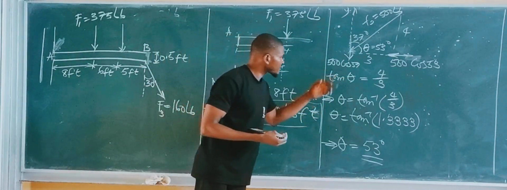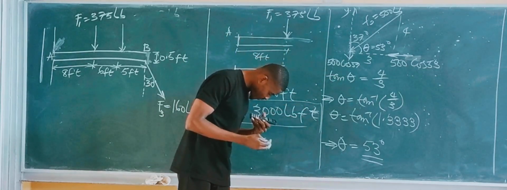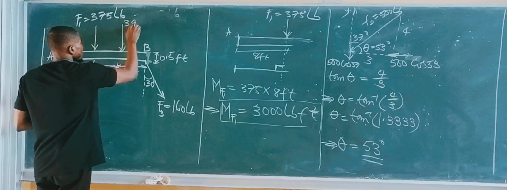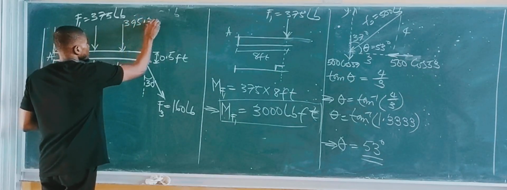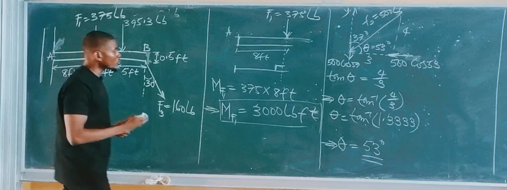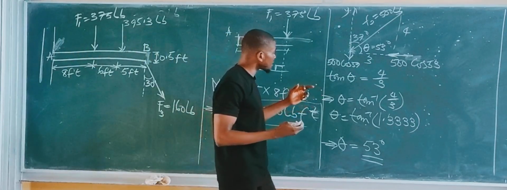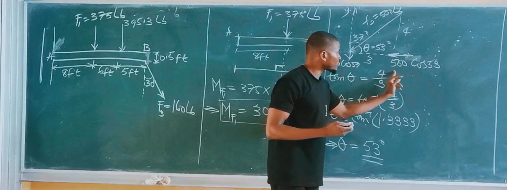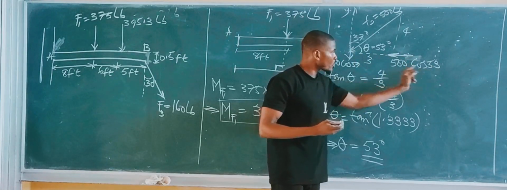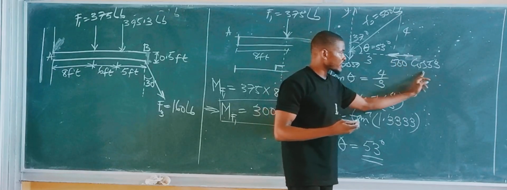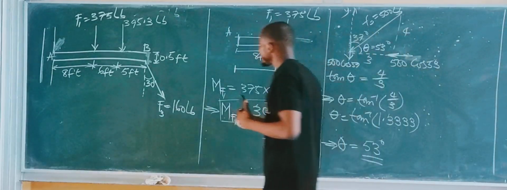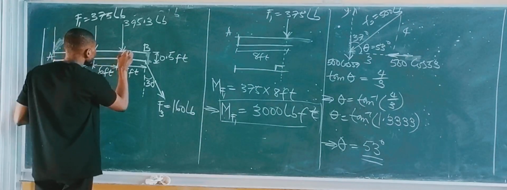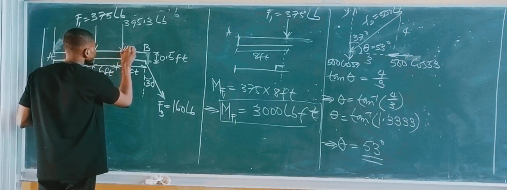So 500 cos 37 is simply 395.3. It means this force here is simply 395.3 pounds. Also, since it is inclined, we also have a horizontal component for this. The horizontal component is simply 500 cos 53. So we obtain the value of 500 cos 53. The horizontal component simply gives us 300.9. So it means we also have a horizontal component here.